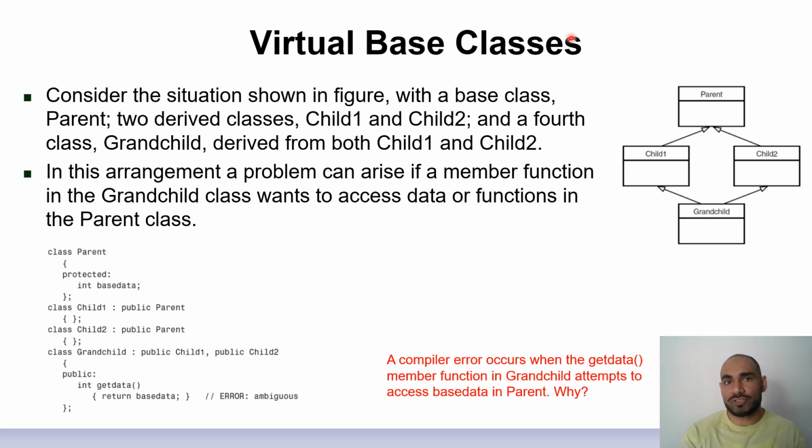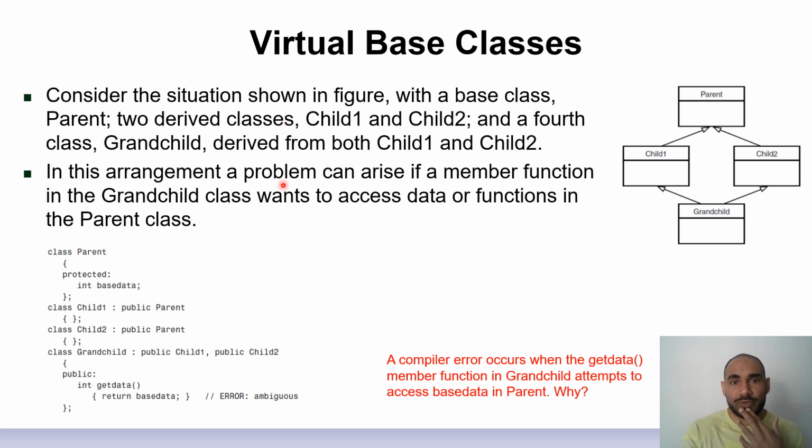Now, when grandchild refers to base data, which of the two copies will it access? As I said, child1 and child2 get a copy of base data. So they have a copy of base data, and grandchild extends these two classes, so it will get two copies of base data. It means it will have two declarations of this base data, which isn't correct. So this is a situation of ambiguity. Actually, how do we resolve it?